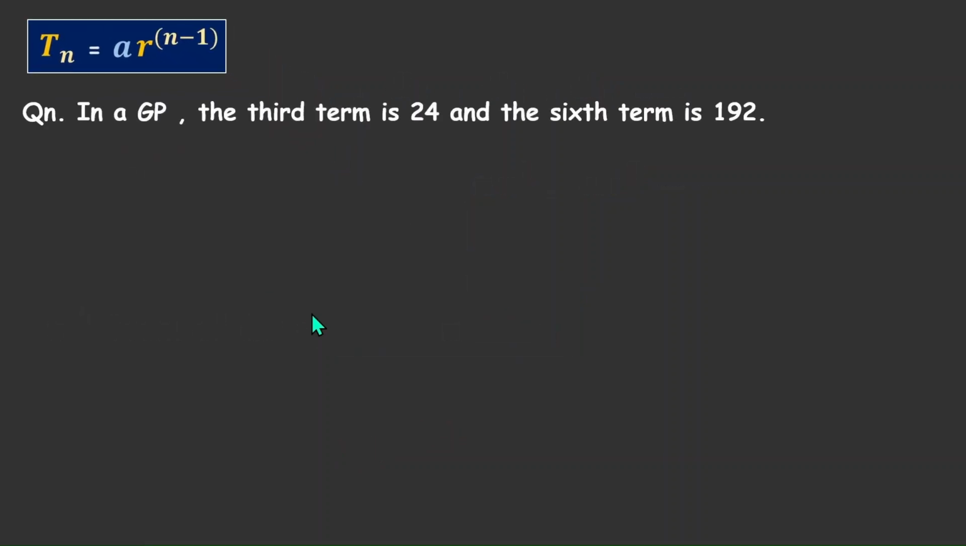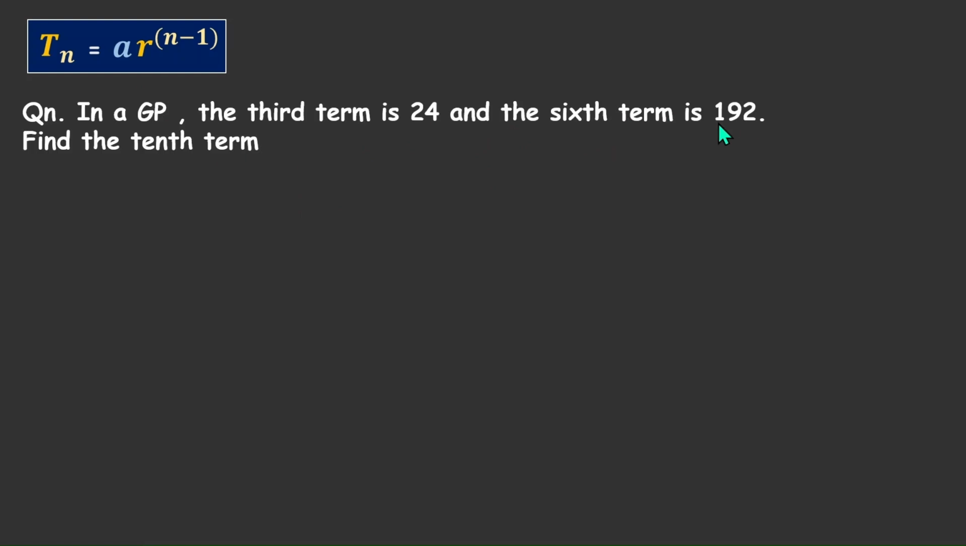The first question we have is, in a GP, the third term is given as 24 and the sixth term is given as 192. We have to find the 10th term. We'll simply use the formula. We have the information, we have the formula, and let's plug in the values.